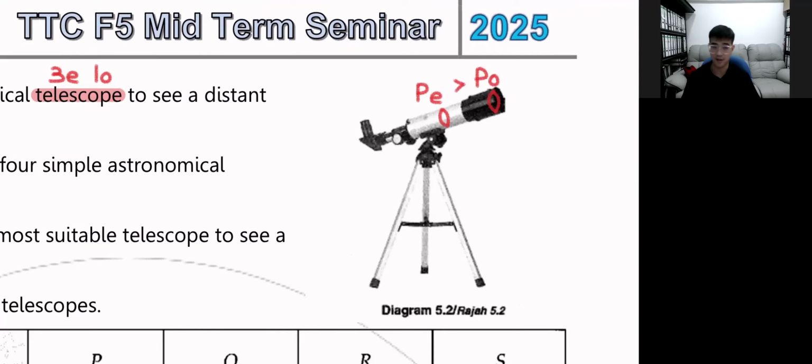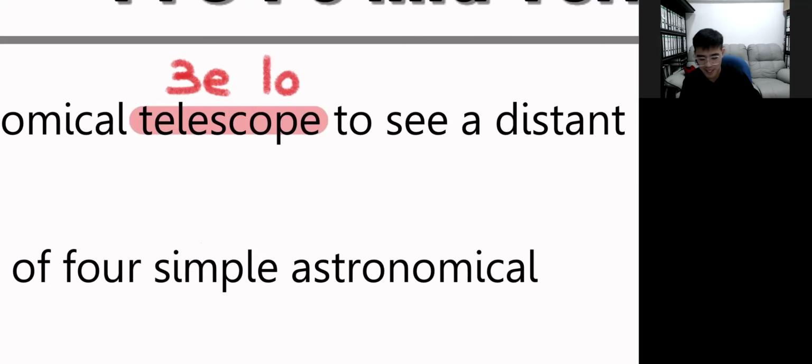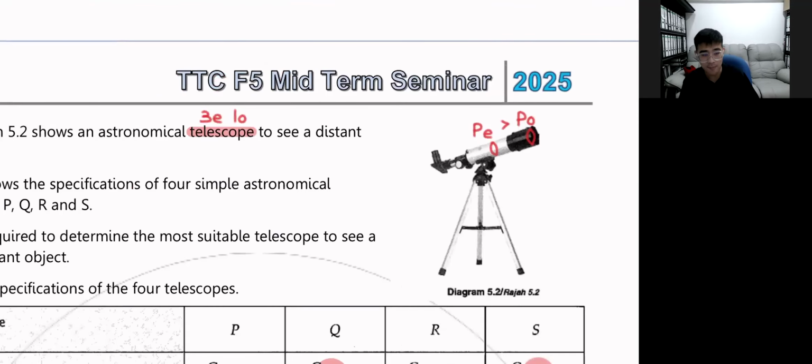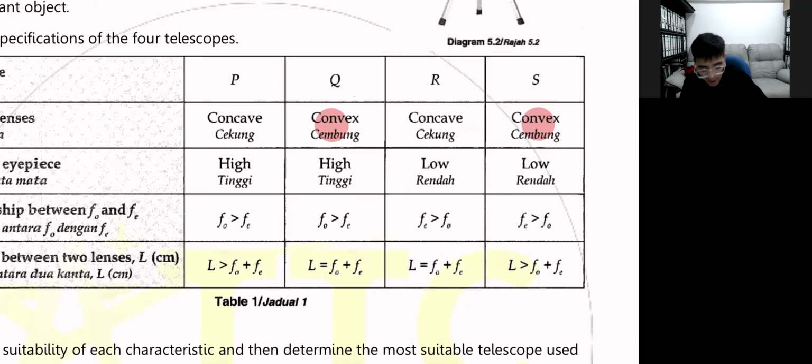At that time, I taught you this non-scientific way to remember. Just a very nonsense way, no explanation, just by looking at the word telescope. So PE has to be greater than PO. But now the question is asking about power, then PE has to be higher. But do you still remember the explanation?